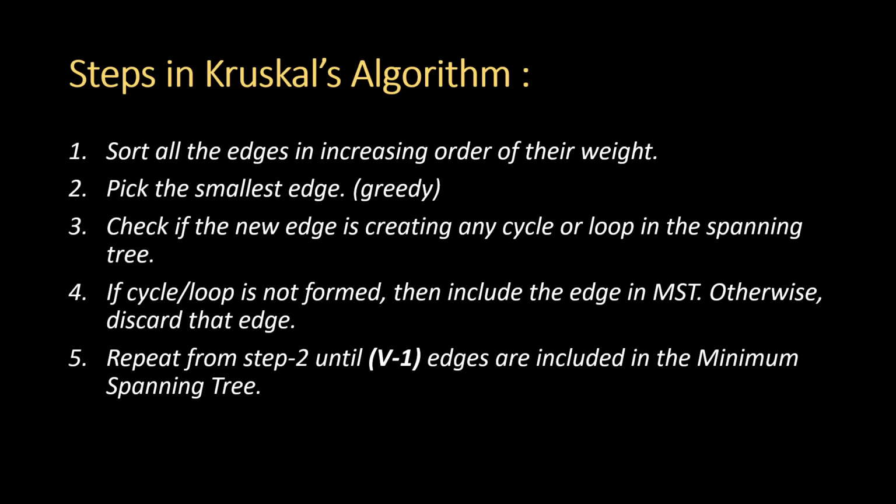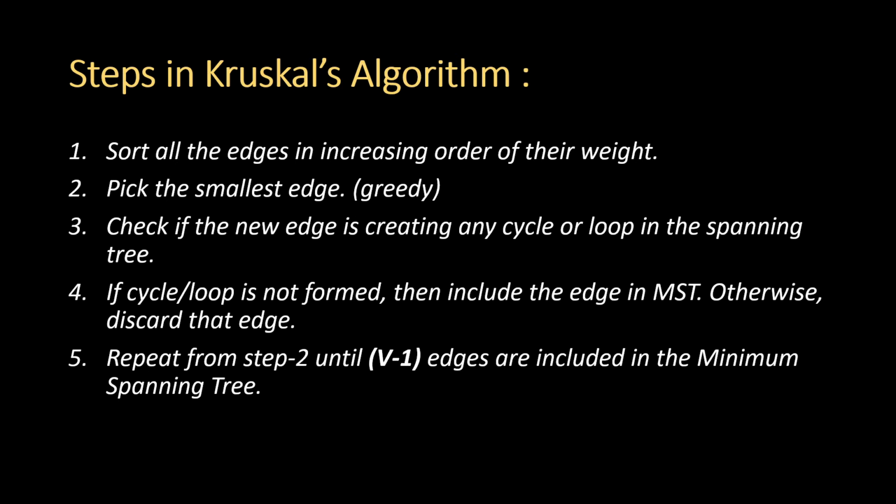Now let us know the steps in Kruskal's algorithm. First of all, we need to sort all the edges in increasing order of their weight. Now pick the smallest edge. Then we have to check whether the new edge is creating any cycle or not. If a cycle is not formed, then include the edge in the minimum spanning tree. Else discard that edge. Repeat the same from step 2 until v minus 1 edges are included.